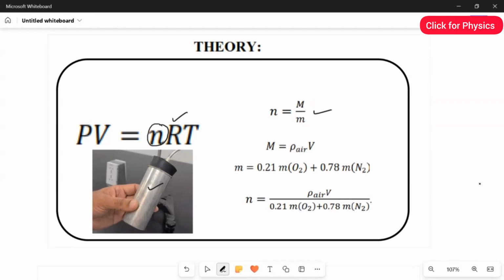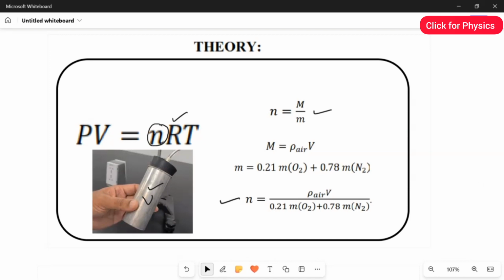Now, for finding the mass of the air, we are going to use this equation, which is rho of air multiplied by volume. So what is this volume? We are going to find the volume of the canister. For this, we need the diameter of the canister as well as the height of the canister. Later on, I will show you the calculation. Using this equation, we find the number of moles, and once you find it, we substitute the value of n in the ideal gas equation for finding the value of R.